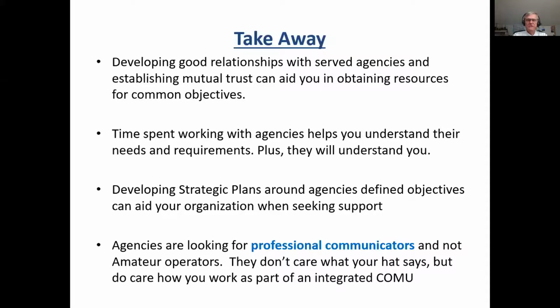And I can't stress this enough, because I've heard so many say this: agencies are looking for professional communicators, not amateur operators. They really don't care what your hat says. They do care how you work as part of an integrated communications unit anytime you're deployed supporting an agency.